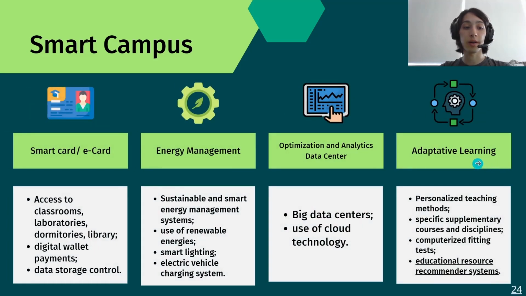For the smart card or e-card, we have access to the classrooms, laboratories, dormitories, and library, such as digital wallet payments and data storage control. For energy management, we have sustainable and smart energy management systems, use of renewable energies, smart lighting, electrical vehicles, charging systems. For optimization and analytics data centers, we have big data centers and use of cloud technology.